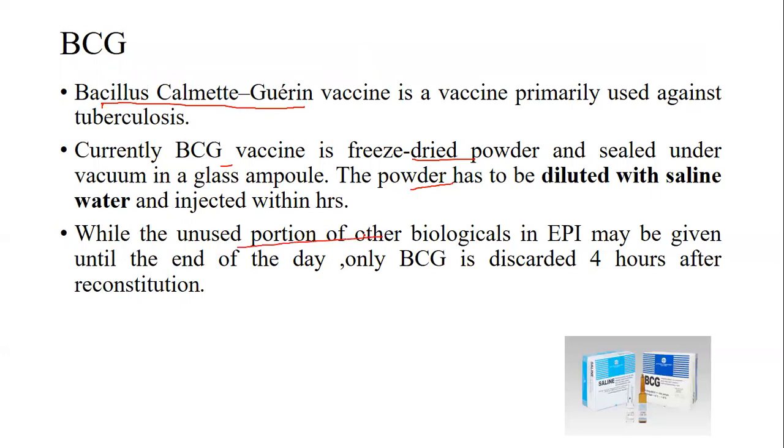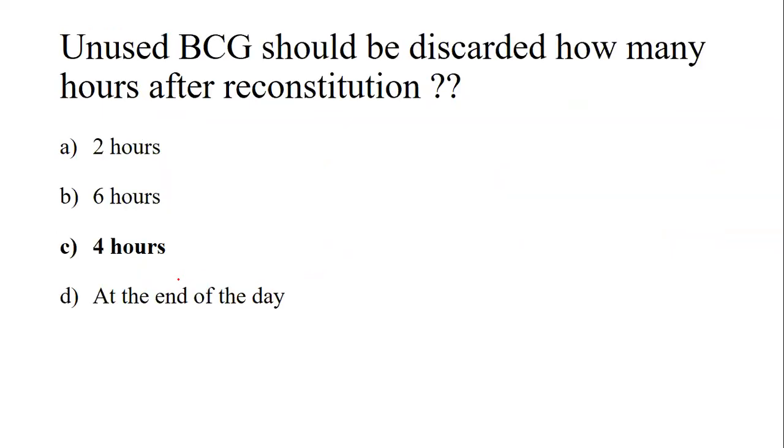While the unused portions of the other biologicals in EPI, that is the Expanded Program on Immunization, may be given until the end of the day, only BCG is discarded 4 hours after reconstitution. We mix this vaccine with normal saline, and after 4 hours we should discard it, otherwise it won't be effective. Other vaccines we can use till the end of the day. Only BCG is discarded 4 hours after reconstitution with normal saline. Otherwise, it will not give any effect on the child's body. So the correct option was 4 hours.